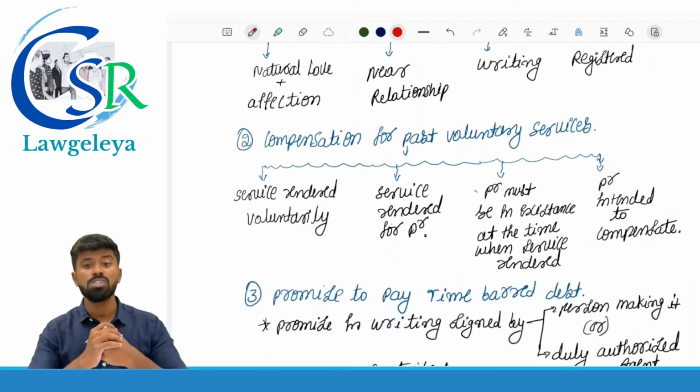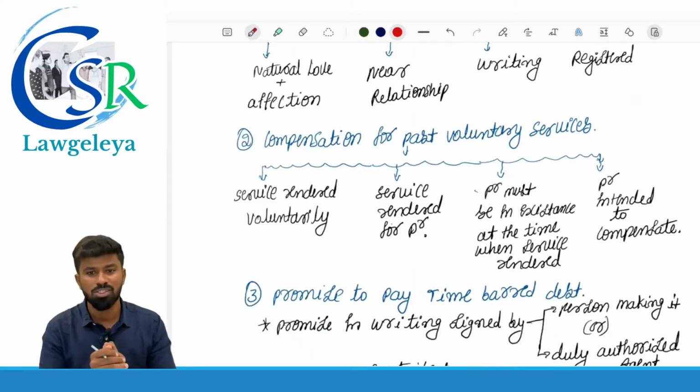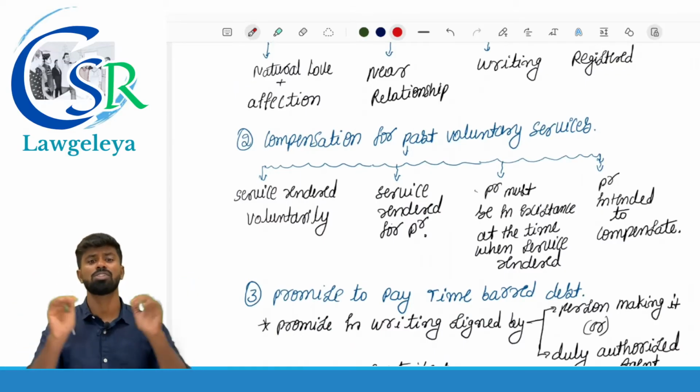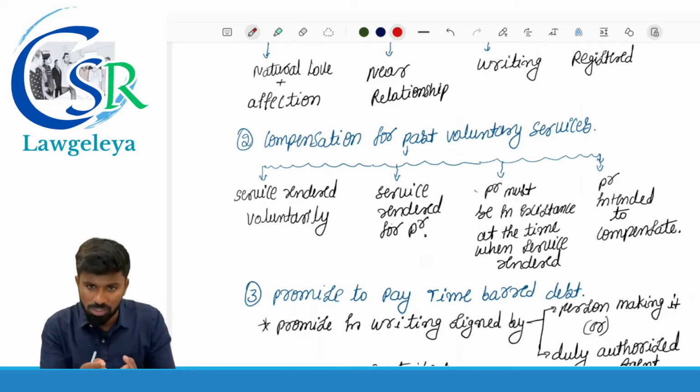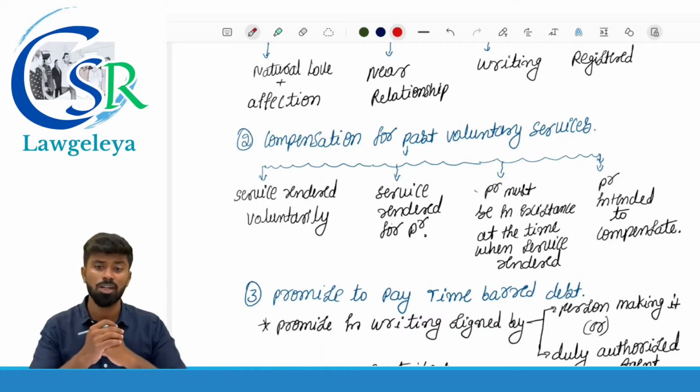Next one, compensation for past voluntary services. Are voluntary services valid considerations? Sir, no sir, it is not a valid consideration. But however, if there is a promise to compensate for past voluntary services, subject to how many conditions? 4 conditions. Is it valid? Yes, valid.